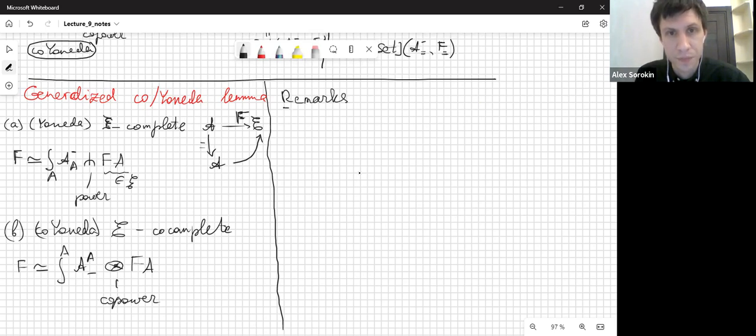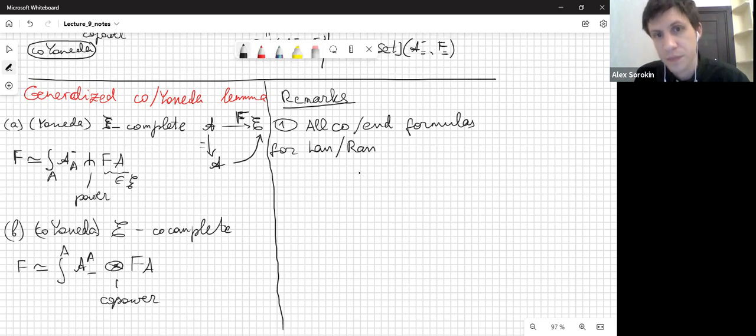So remarks. First remark. All formulas, all co-end formulas for LAN or RAN hold in an enriched setting.